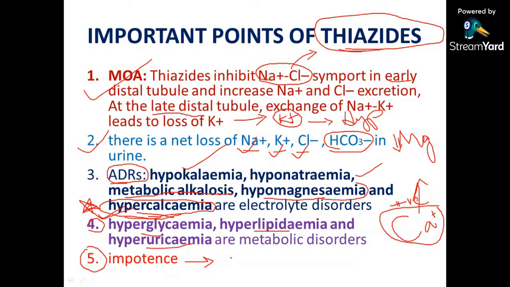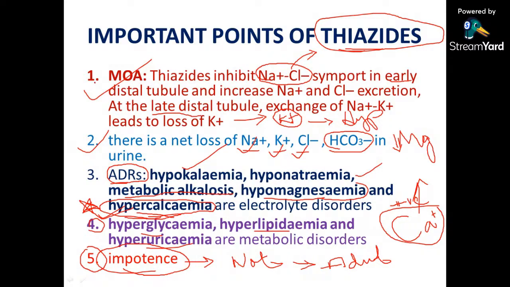So thiazide diuretics are not a good choice in adults who are sexually active. For patients, both females and males, who are planning for conception, thiazide diuretics are not a good choice because they may cause impotence. The chances are very high for thiazides. So these are 5 important points you should remember about thiazides.